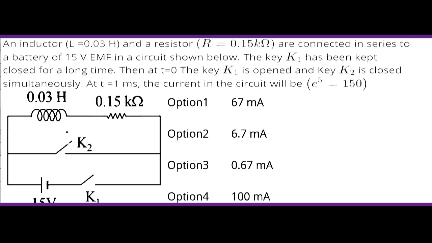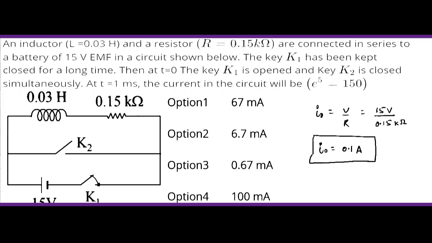So in the given figure we have been given an LR circuit. The key K1 is kept closed for a long time, so the inductor will behave as a zero resistance after a long time. So the current in the LR circuit, I0, will be given as V by R. V is 15 volt and resistance is 0.15 kilo ohms. So I0 will come out as 0.1 ampere. Now at t equals 0, we are opening the key K1 and K2 is closed.